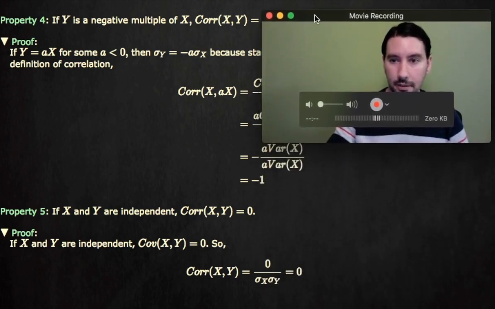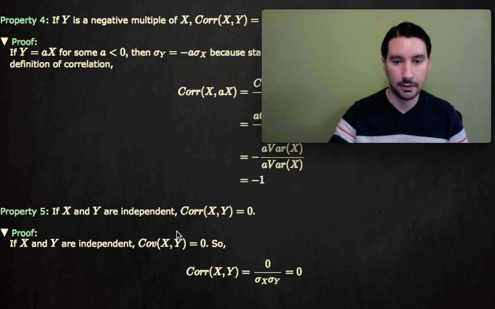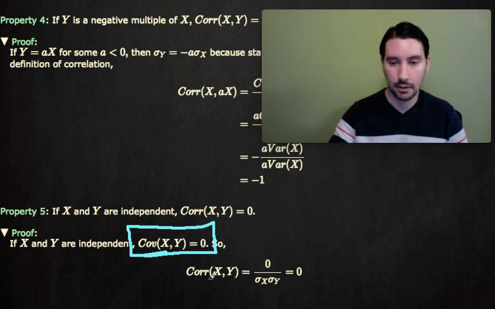And finally, the last property is that if x and y are independent, their correlation is 0. It follows immediately because the covariance is 0. So the correlation of x and y is the covariance of x and y over sigma x, sigma y, but the covariance of x and y is 0. So this is just 0.